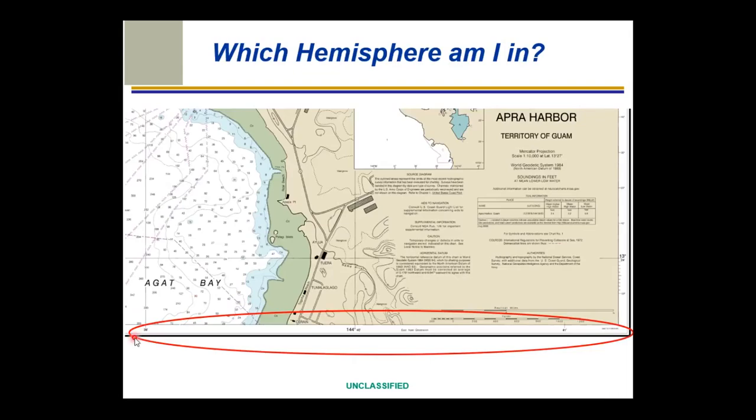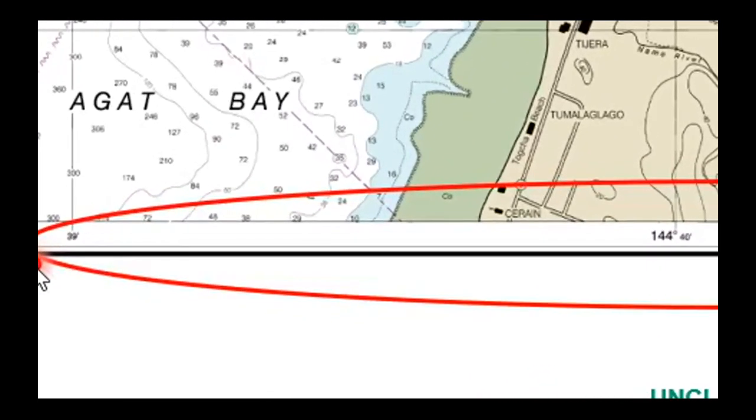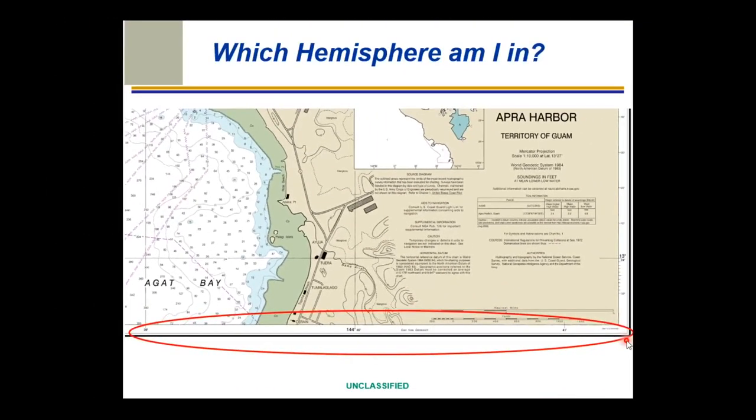In this example of Guam, our minutes of longitude are increasing from left to right, telling me that I'm in the Eastern Hemisphere. The best way to think about this is where are you in relationship to the prime meridian? The prime meridian is 0 degrees of longitude. Everything to the east of the prime meridian, the numbers will increase from left to right. Everything west of the prime meridian, the numbers will increase from right to left.